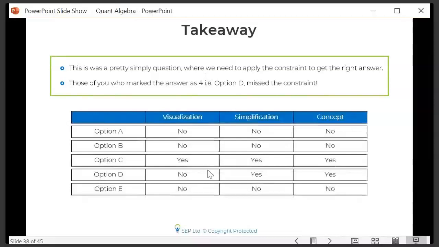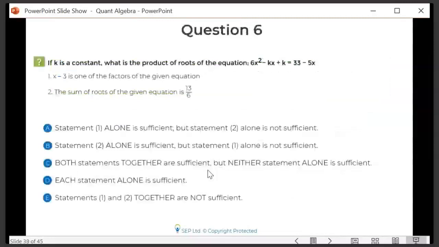Okay, so here's the last question for the day, guys. It's based on quadratic equations, and once again, loads of learning in this question also. So very quickly try this out. You have 2.5 minutes, and then I'll discuss the solution.